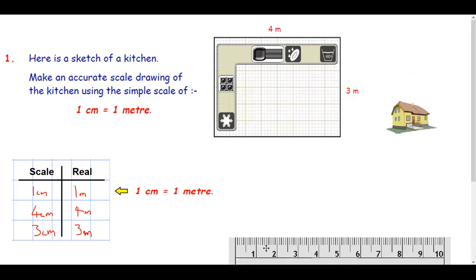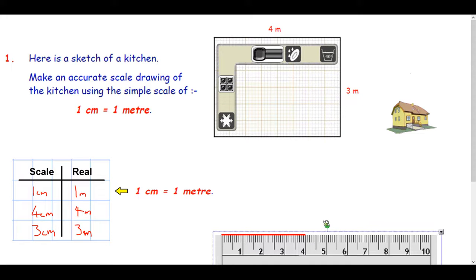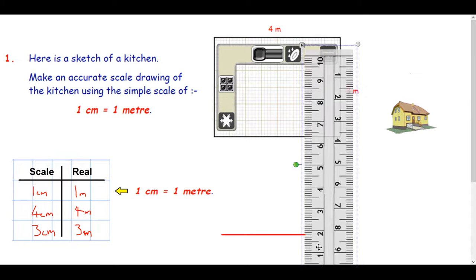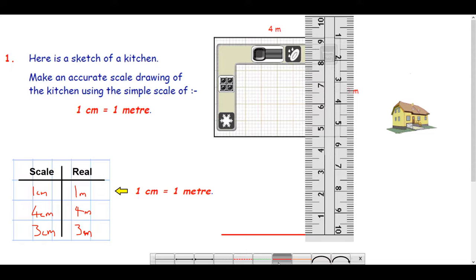Okay, so when I'm drawing my basic scale drawing, I can just go 4 centimetres along, quite easy, 1, 2, 3, 4. Remember to start at the start of the lines, not the start of the ruler. And then we'll go up and down by 3. So again, starting at the start of the lines, not the start of the ruler. I've just been accurate. So we'll go 3 up.